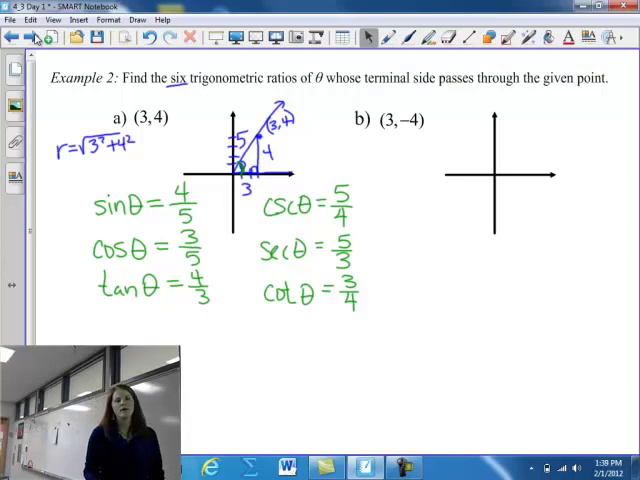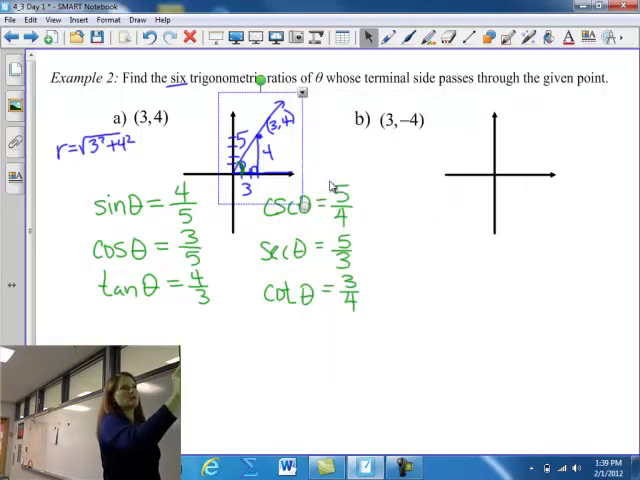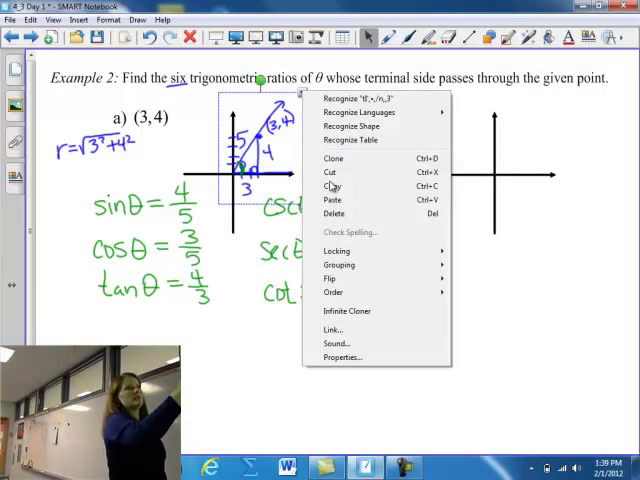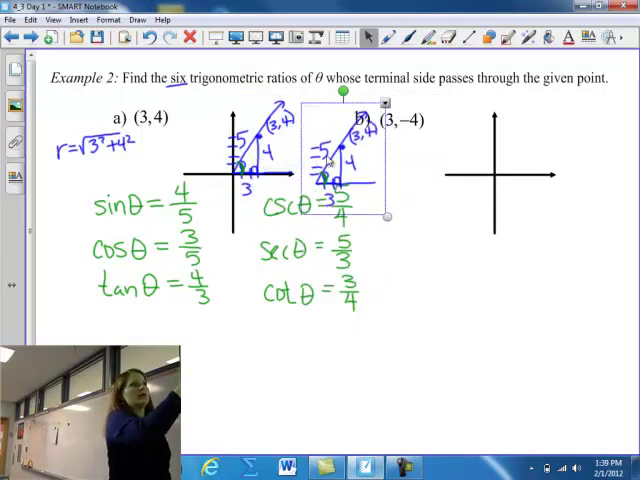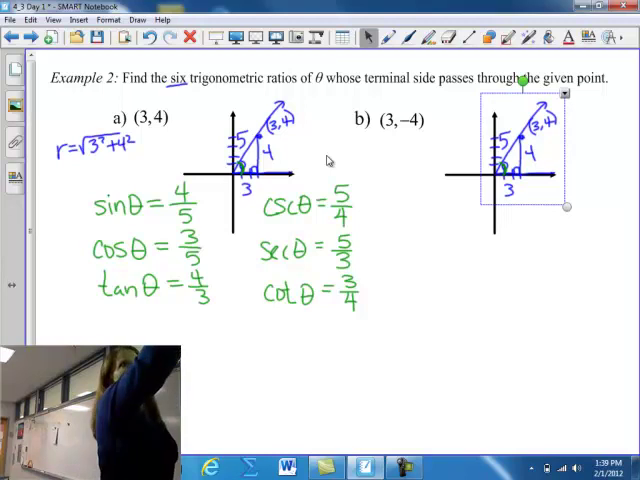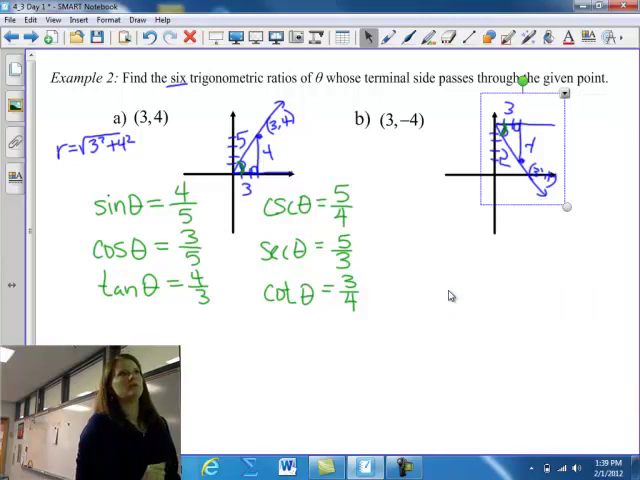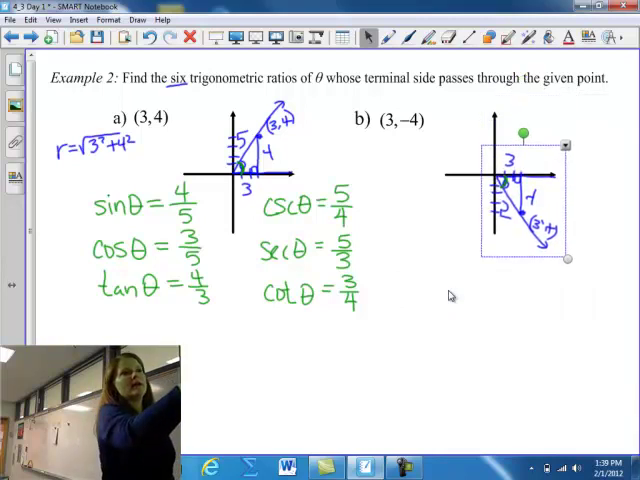Okay, so now, what's the difference between letter A and letter B? We've got the ordered pair (3, 4), and then we have the ordered pair (3, -4). So the only difference is where the point is. We went to the right and up for letter A, so now we're going to go to the right and down. Basically it's the same triangle, so I'm going to clone and copy it. There it is, 3, 4, 5. The only difference is it's down in the bottom quadrant. So let me flip it over, and it goes right there.